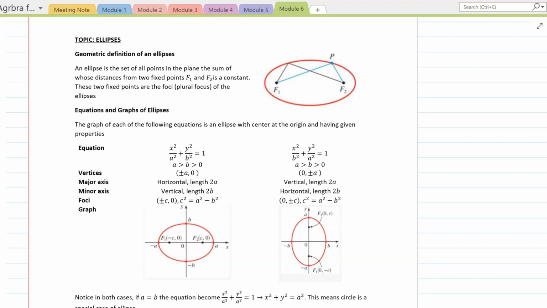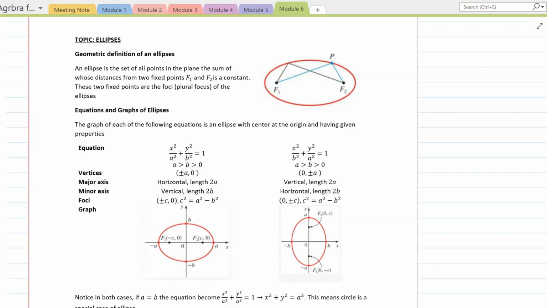An ellipse is the set of all points in the plane, the sum of whose distances from two fixed points F1 and F2 is a constant. These two fixed points are the foci, plural of focus, of the ellipse. The equation and graph of ellipses.